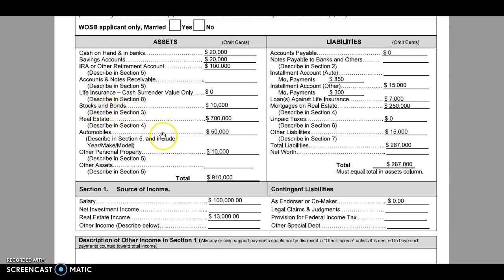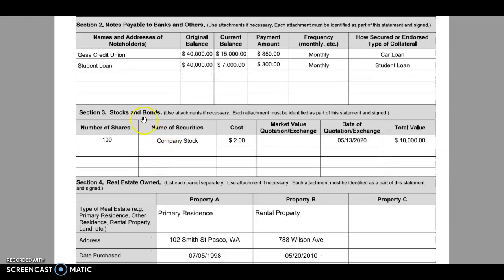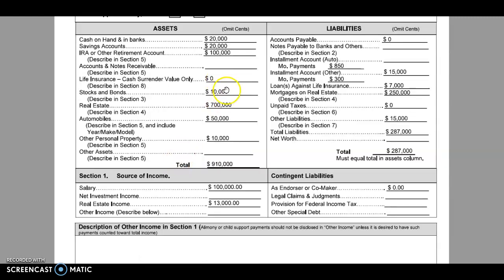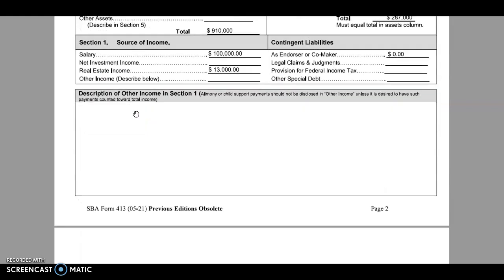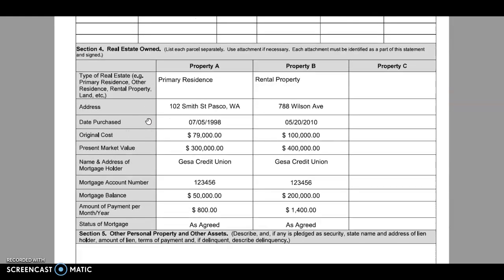Next is stocks and bonds. So if you go down to section 3, you'll see in this case we have 100 shares of company stock at $2 a share. We put in the date of the valuation and what the total value is. So we have $10,000 worth of company stock, and so we have $10,000 listed here. And by the way, it does carry the numbers up in those certain sections. Next is real estate, described in section 4. So I would immediately go down to section 4 and fill out this section. It will automatically calculate your numbers and put it up above.